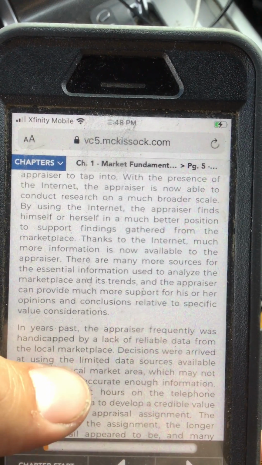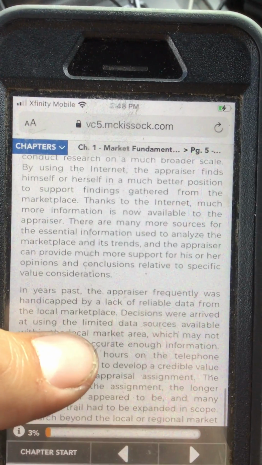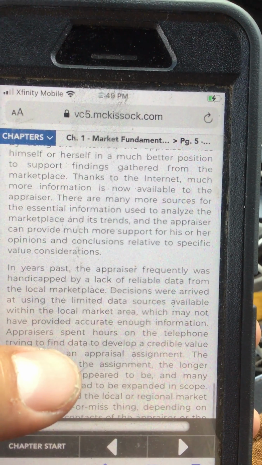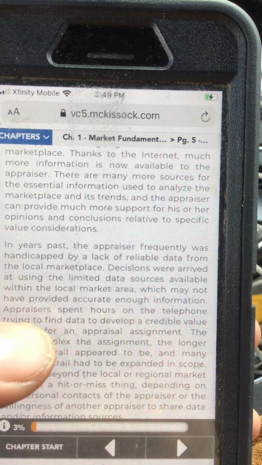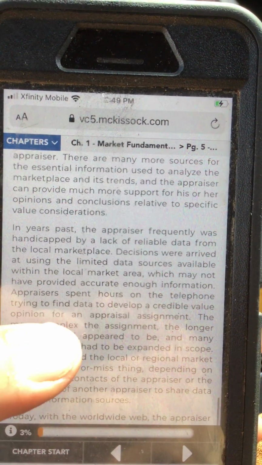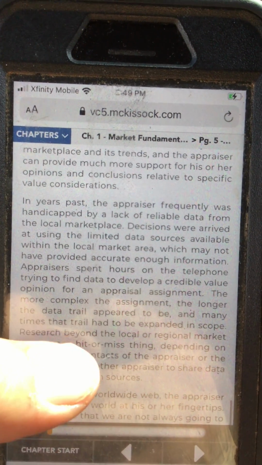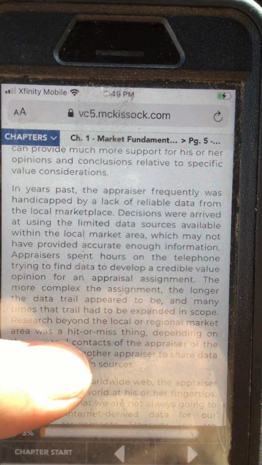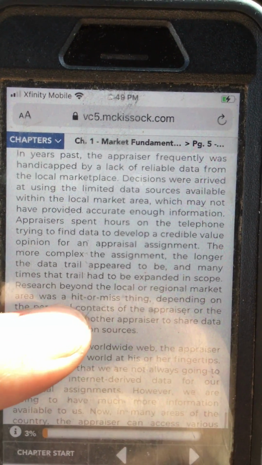With the presence of the internet, the appraiser is now able to conduct research on a much broader scale. By using the internet, the appraiser finds himself or herself in a much better position to support findings gathered from the marketplace. Thanks to the internet, much more information is now available to the appraiser. There are many more sources for the essential information used to analyze the marketplace and its trends. And the appraiser can provide much more support for his or her opinions and conclusions relative to specific value considerations.